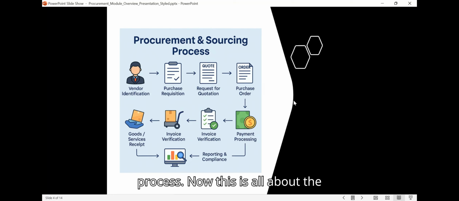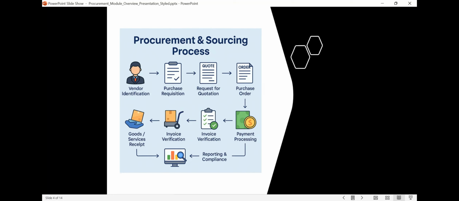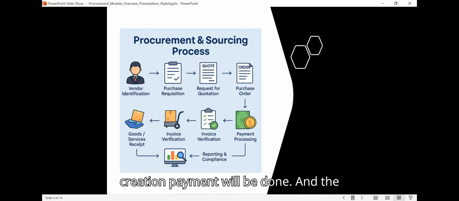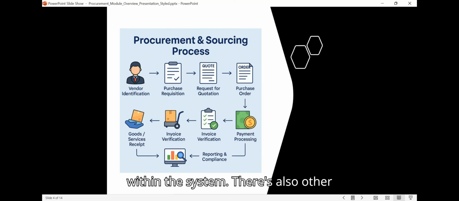Now this is all about the vendor. This will all be created in a system. The vendor will be created in the system, the requisition will be created in the system, the quotation will be created in the system, then order, receipt, invoice verification and invoice creation, payment will be done, and the reporting will be done. All of this has to be managed within the system.